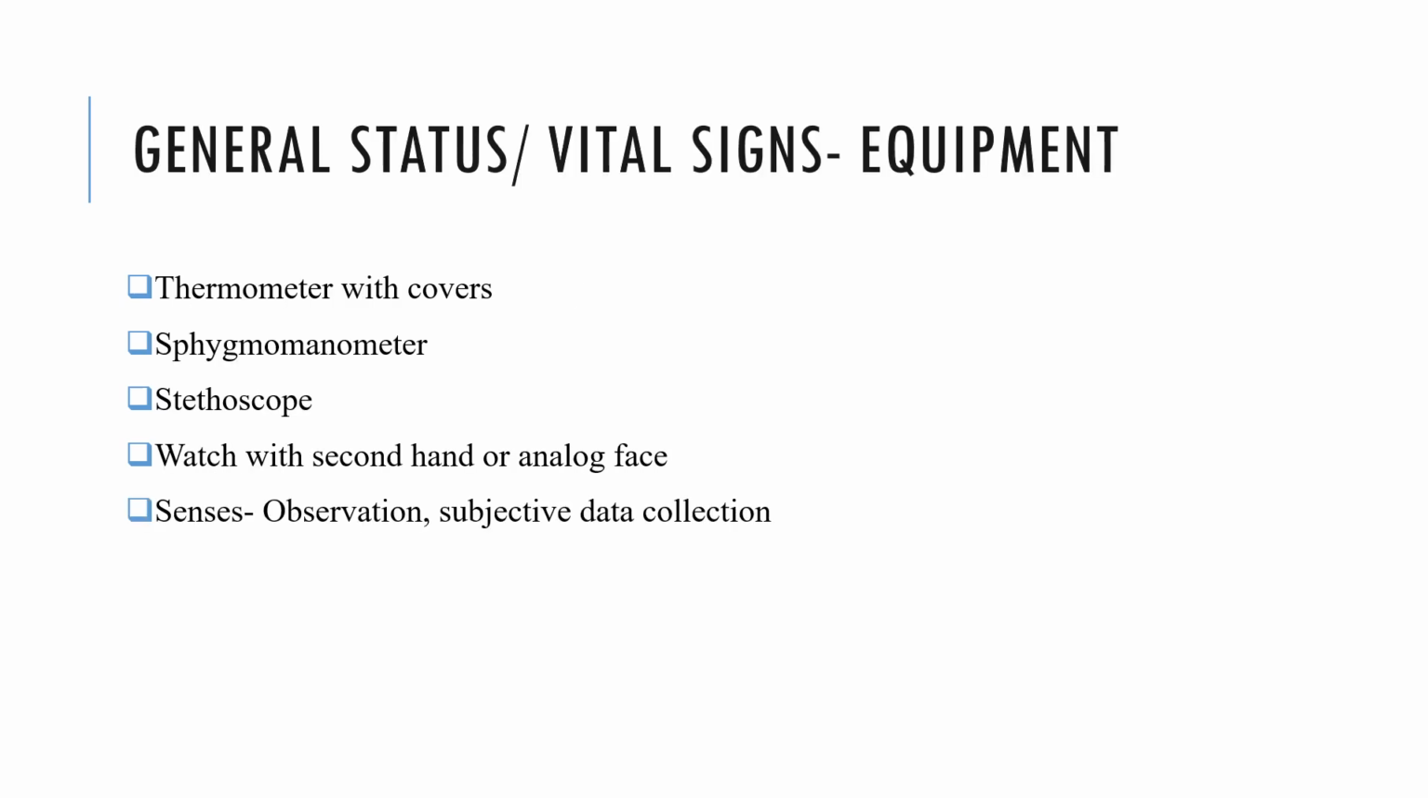The vital signs equipment you'll need is the specific type of thermometer you're going to use with covers, a sphygmomanometer with the gauge, blood pressure cuff, etc., your stethoscope, and I would add some alcohol pads to clean your stethoscope, a watch with a second hand or an analog face, and just your senses of observation and your subjective data collection, talking to your patient to validate any information.